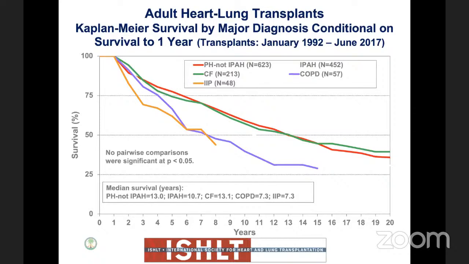The idiopathic pulmonary artery hypertension is not depicted on there, but it's not that bad either. But you see here, the best obviously is the pulmonary hypertensive group. And when you look at that conditional survival to 1 year, and I think this is interesting, with pulmonary artery hypertension, your conditional survival, if you've survived 1 year, is actually 13 years, which I think is not so bad when you look at a patient who otherwise does not have any other options.